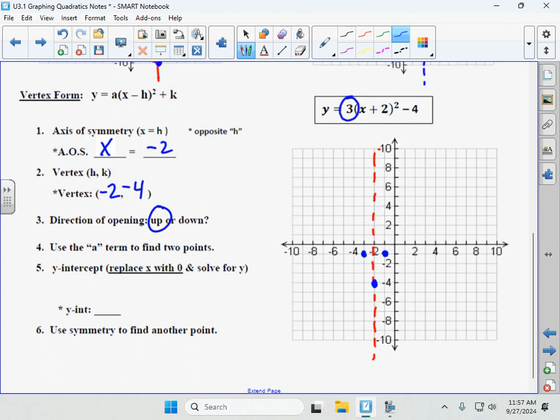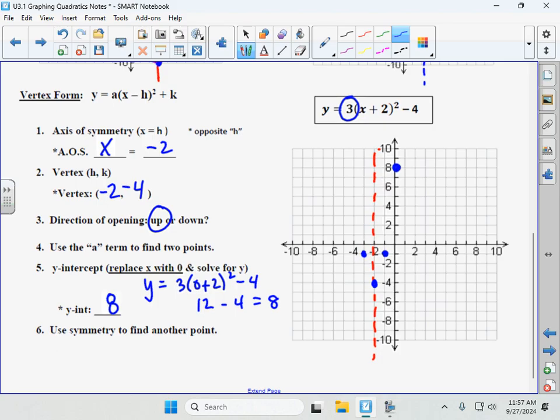All right, so the y-intercept. Here you're going to replace x with 0 and solve for y. So on this one, you actually have to plug 0 in because there's no shortcut, right? And then just do order of operations. So y equals 3 times 0 plus 2 squared minus 4. All right, so order of operations, inside parentheses first, then exponents, then multiplication, and then subtraction. So 0 plus 2 is 2, 2 squared is 4, 4 times 3 is 12, 12 minus 4 is 8. So the y-intercept is +8. So on our y-axis, we'll put a dot at +8.